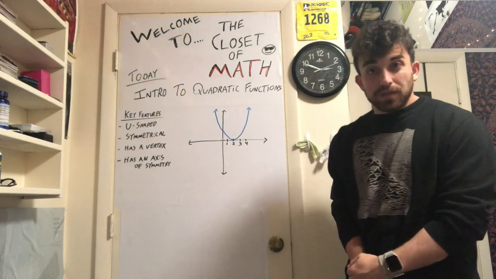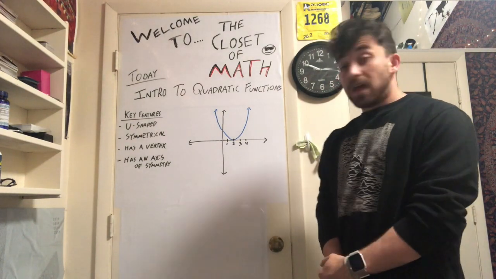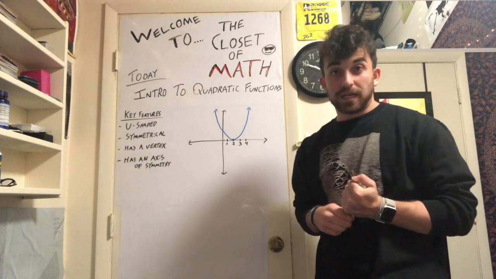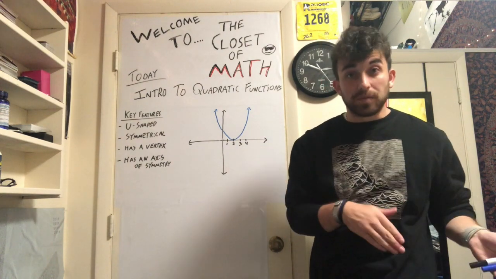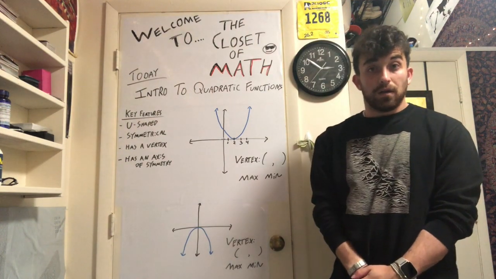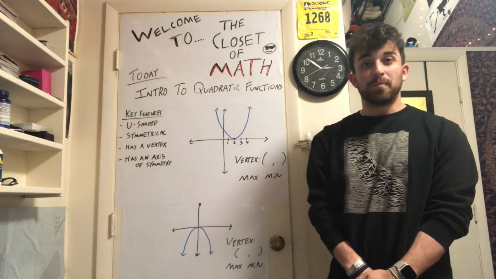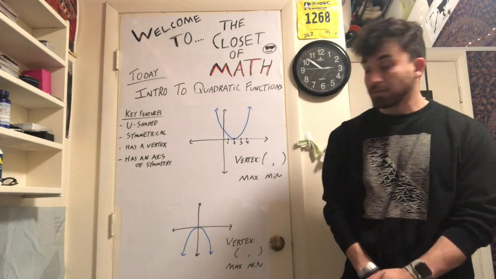Okay, now let's talk about the vertex. Every quadratic function has one vertex, and that vertex is going to be either the maximum or the minimum point of the function. The way that you can tell whether the vertex is a maximum or a minimum is based on the direction that the quadratic is facing.